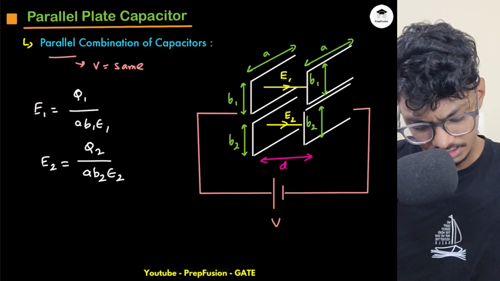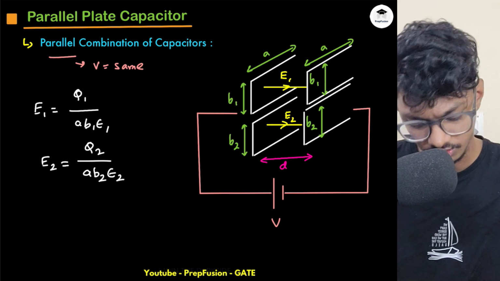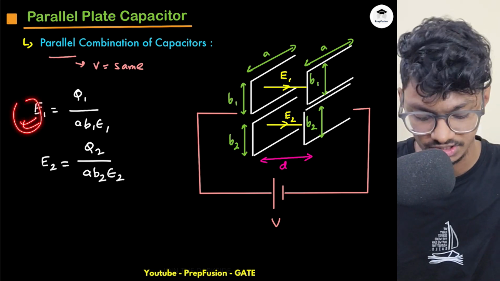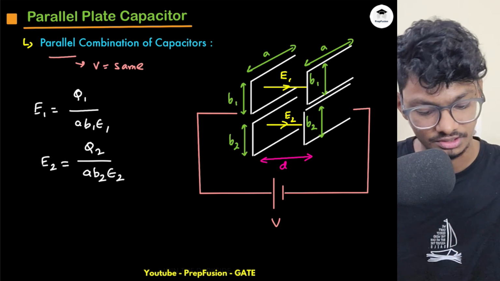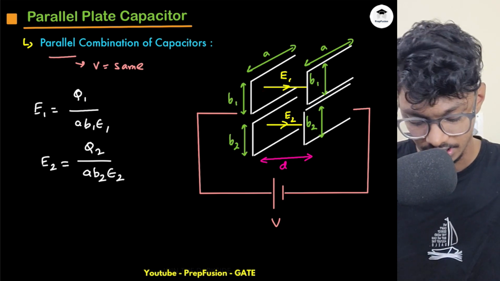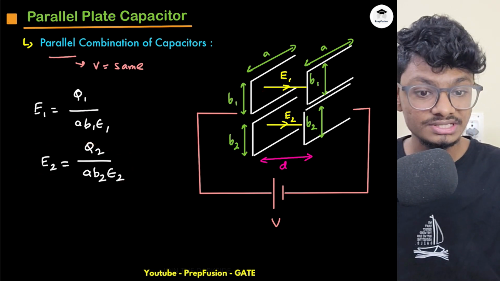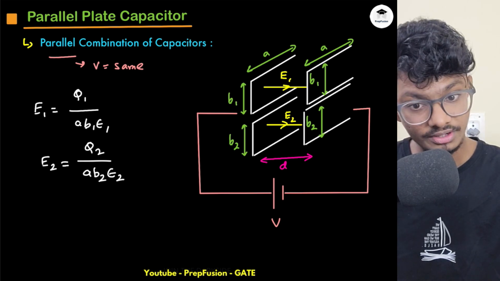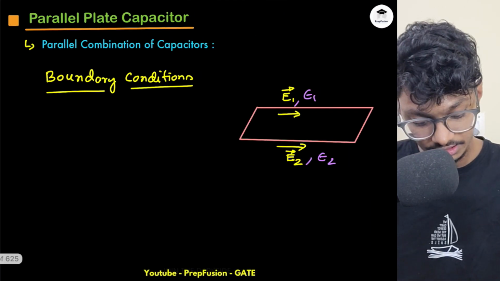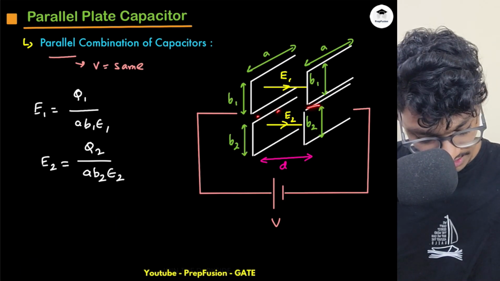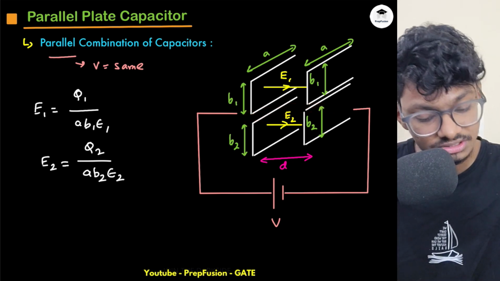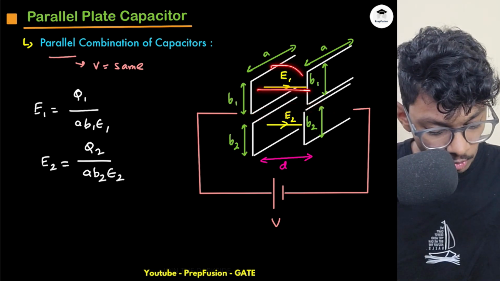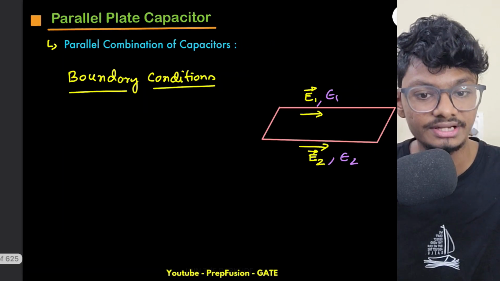Just take any Gaussian surface and you can derive it. I hope you understand how I am writing this E1 in the top surface: simply charge divided by area, rho s upon epsilon. That's it, 2 plates, rho s upon epsilon. Same for E2. Now what is the boundary condition? The boundary condition is that at this interface, the tangential components of the electric field must be the same. What are the tangential components? The whole electric field itself is tangential. There is no normal component.